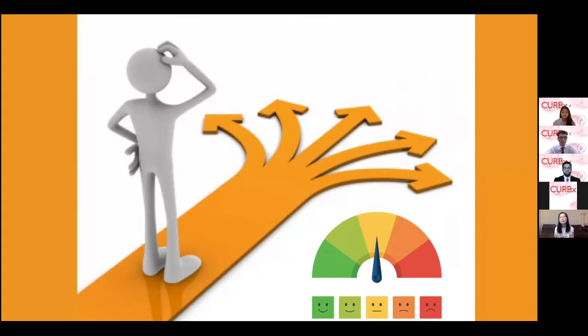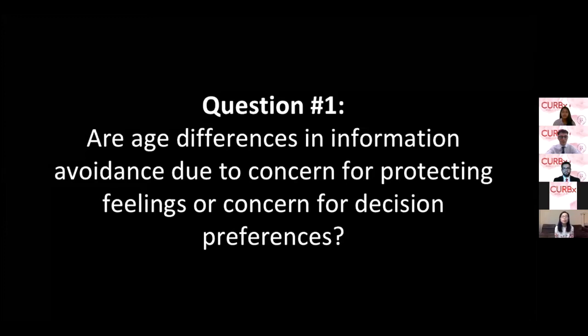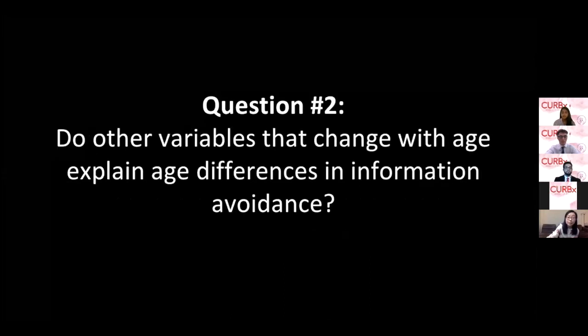So in other words, decision makers who avoid information and older adults also have decision-making preferences that they want to preserve. This leads us to two research questions that are related to our hypothesis. The first question looks at the role of concerns for protecting feelings and concerns for preserving decision-making preferences and how they may explain age differences in information avoidance. Our second research question looks at the role of variables that change with age and seeing how they may explain age differences in information avoidance.